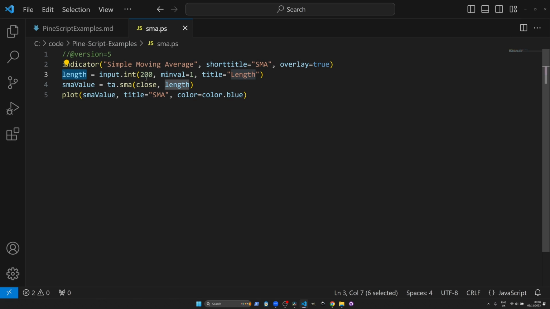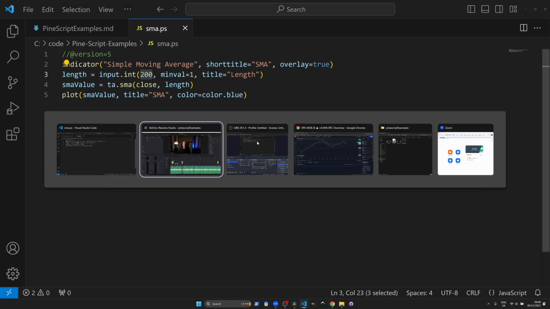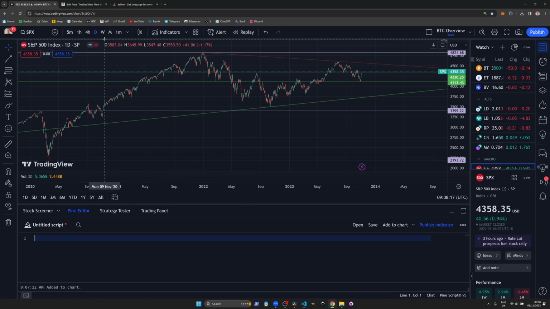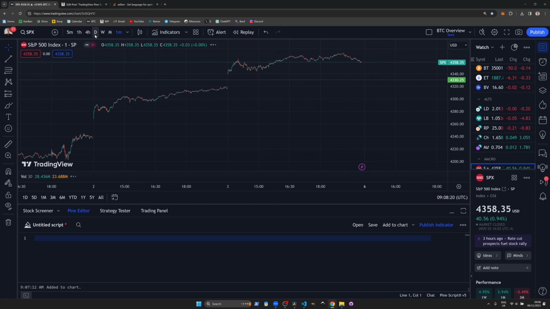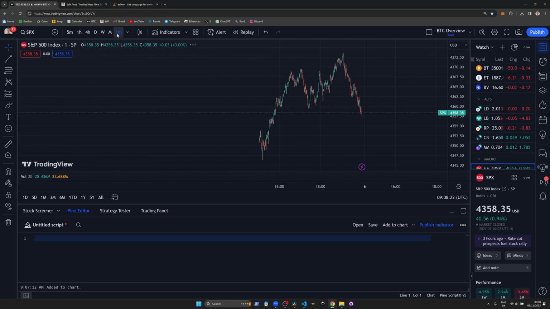Next, we introduce an input for the length variable. This is where the settings come into play, allowing users to customize the indicator by defining the period of time that their simple moving average looks back over. The period is dynamic based on the time frame of the chart, so a 200 SMA will be an average of the closing price over the last 200 days on a daily chart. If it changes to minutes, then it will be 200 minutes on the minute chart.